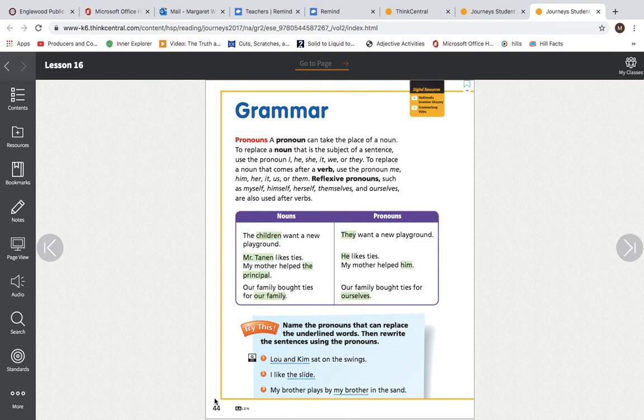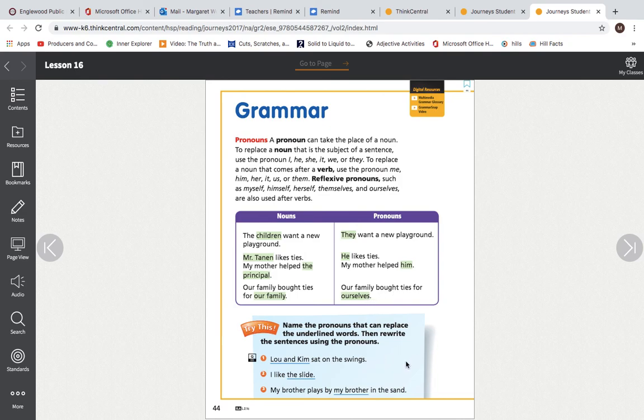My mother helped the principal. So the principal is after the verb helped. It describes, in this case, a man. So it's my mother helped him. This is one of the reflexive pronouns. Our family bought ties for our family. Our family includes you, it includes the person who's speaking. So it would be our family bought ties for ourselves.